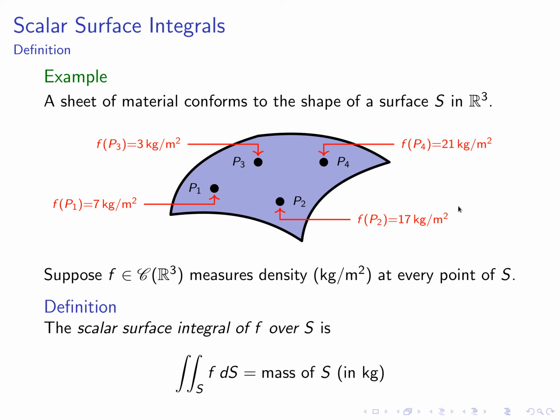So the object that we're about to define is called the scalar surface integral of our scalar field over the surface. And before we offer the precise mathematical definition, I want to state up front what its purpose is. The purpose of this scalar surface integral is to calculate the mass of the surface. And in this context, if density is in kilograms per meter squared, the mass would be in kilograms. So the notation that refers to this is 2 integrals, subscript surface, and then we integrate f dS.